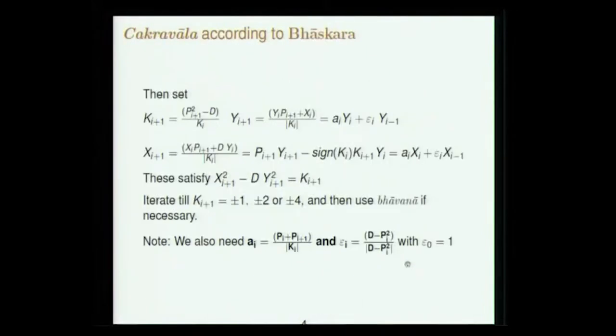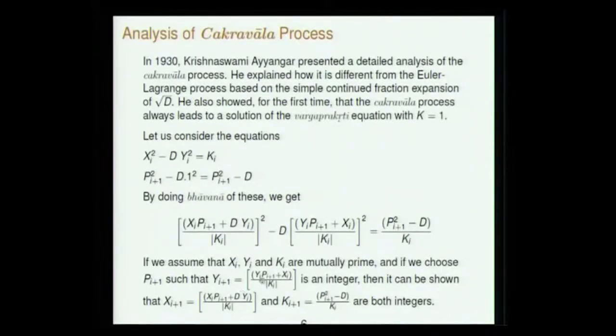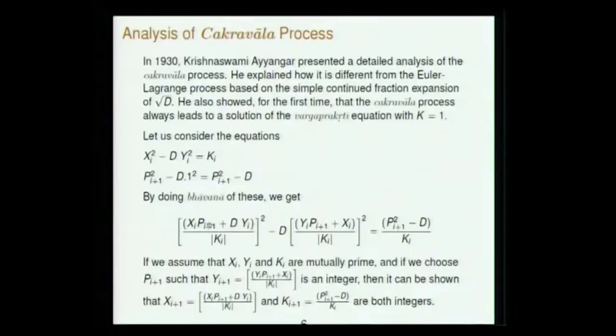So, the first thing is to show that the quantities that appear in this algorithm are all well defined and non-negative. So, that was the first thing that we have to do when we analyze the algorithm like this. What can be shown is, it is very simple. If we assume that xi, yi and ki are mutually prime, that means they have no common divisors, and if we choose pi plus 1 such that yi plus 1 is equal to yi pi plus 1 plus xi by mod ki is an integer, that was the Kuttaka version of the Chakravala algorithm, that the first condition was put in the Kuttaka way. This is chosen to be an integer by the algorithm. Then, assuming that xi, yi, ki are prime, you can show by this algebraic relation that xi plus 1 and ki plus 1 are also both integers. So, that is the first thing.